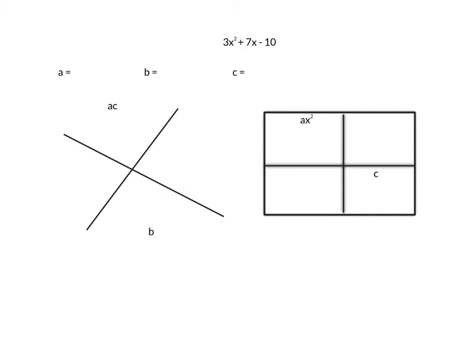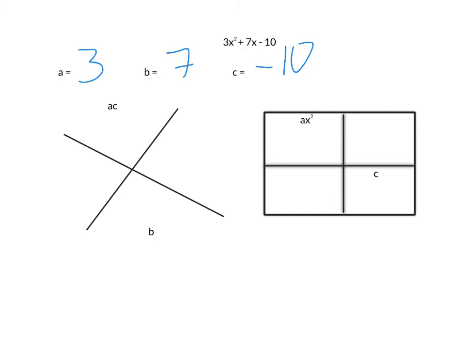Now let's try looking at another example. 3x squared plus 7x minus 10. We still need to start off by identifying our a, b, and c. So a, again, is the coefficient in front of x squared, in this case 3. b is the coefficient in front of x, in this case 7, and c is our constant term, negative 10. When you're identifying a, b, and c, make sure to pay attention to the signs of the numbers.